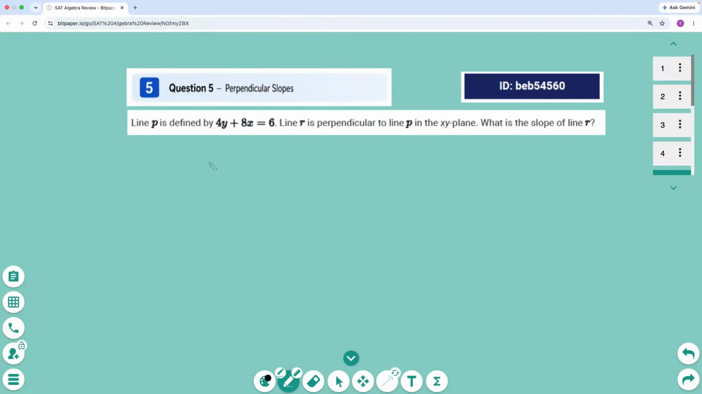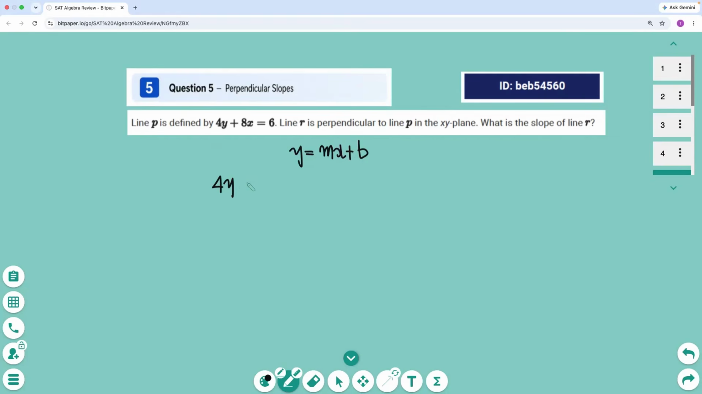Question number 5. Line P is defined by the equation 4y plus 8x equals 6. Line R is perpendicular to line P in the xy plane. What is the slope of line R? First, let's find the slope of line P by converting it into slope-intercept form, y equals mx plus b. M is the slope, b is the y-intercept.